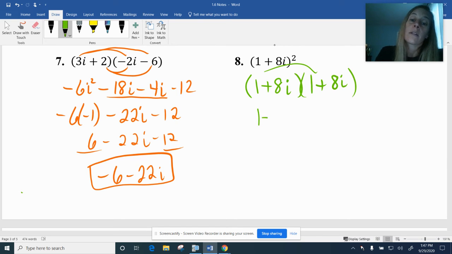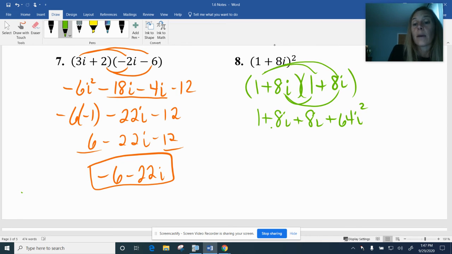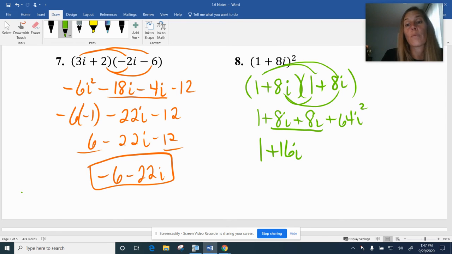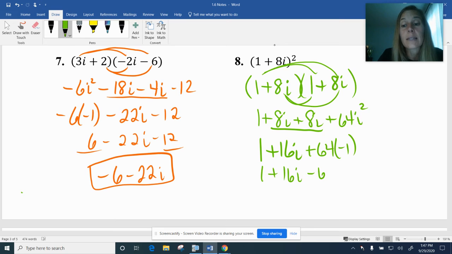So 1 times 1 is 1, plus 8i, plus another 8i, plus 64i squared. Now you might remember this looks a little familiar from when we were doing the factoring a couple sections ago, because this would be a perfect square trinomial. Except that now that we have the i squared, that little extra piece is going to come into play. So this becomes 1 plus 16i minus 64. And then when you combine those like terms, you get negative 63 plus 16i.